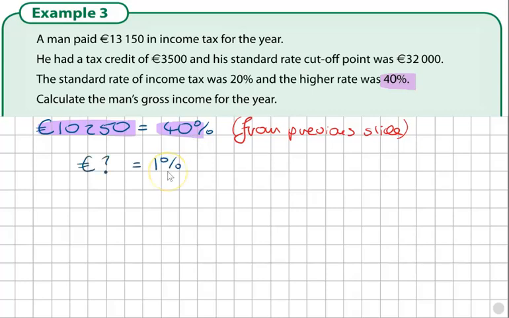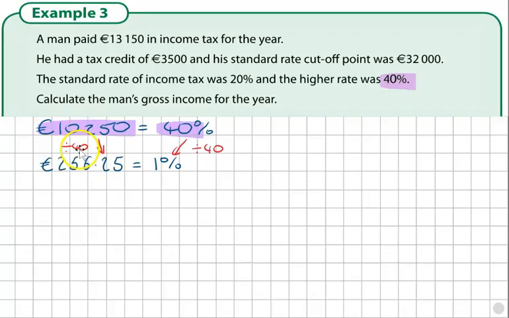We want to work out 1%. So how does 40 become 1? Well, how does anything become 1? We divide by itself. So we divide by 40, and what we do to the right, we do to the left. And 10,250 divided by 40 is €256.25. So that's equal to 1%.